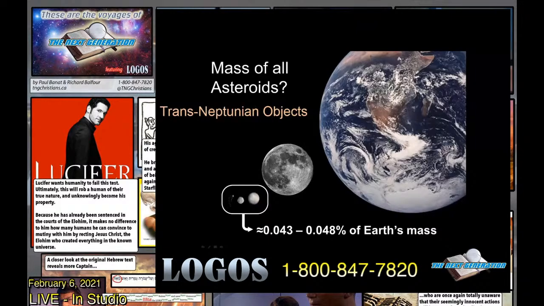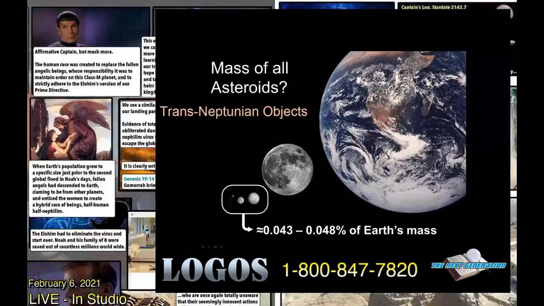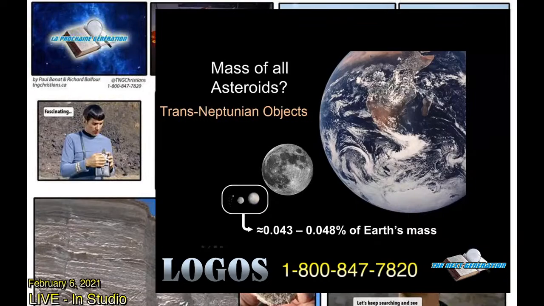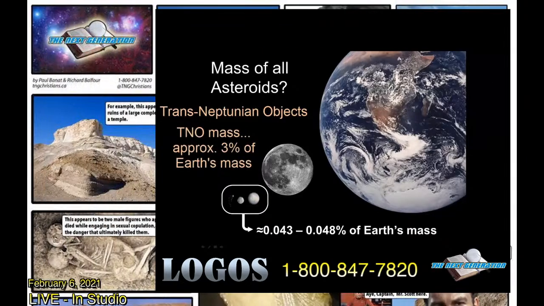Both are often reddish in color due to the surface rocks containing iron oxide, which likely formed due to the presence of water launched with the rocks in the fountains of the deep. When the mass of all TNOs is considered, then the percentage of the material ejected from the flood jumps to around 3% of Earth's mass. This line of evidence is one of the main reasons for changing hydroplate theory's estimated initial crust thickness to 60 miles.